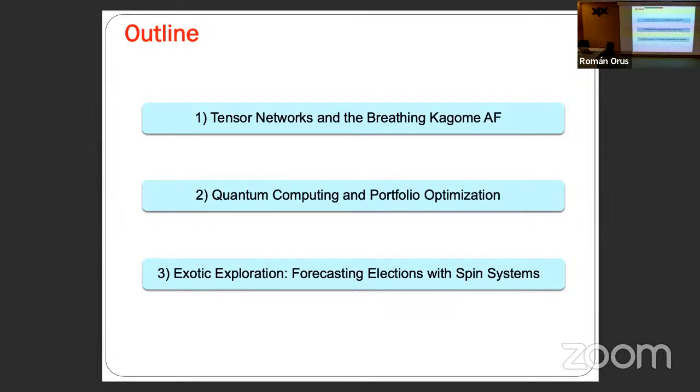And the second one is about quantum computing and quantum algorithms. I want to explain essentially what the perspectives on the field are, and also a particular application in industry, which is portfolio optimization, a financial application. And last but not least, this exotic exploration that I was explaining to you, forecasting elections with spin systems, which is actually a very nice and funny application, not so obvious, and which turns out to have some deep implications in artificial intelligence.